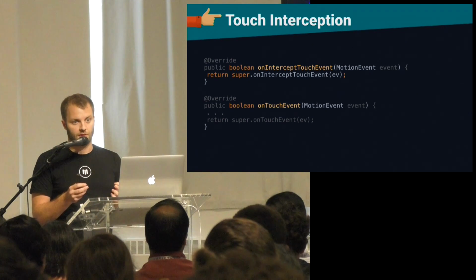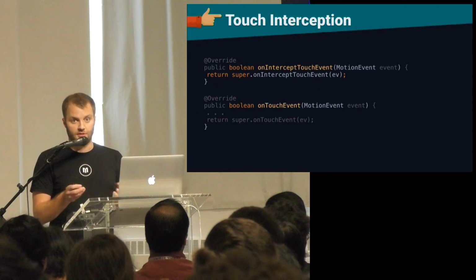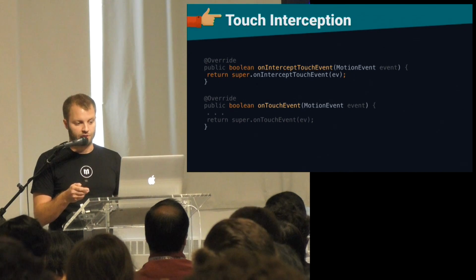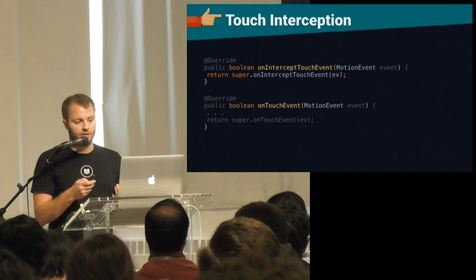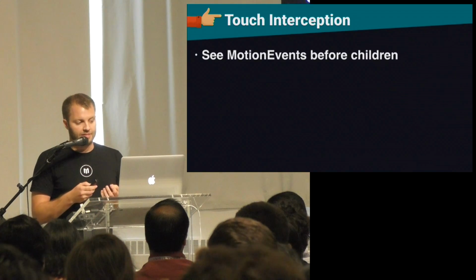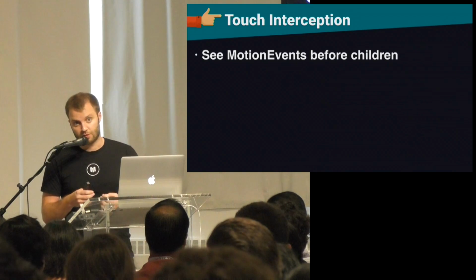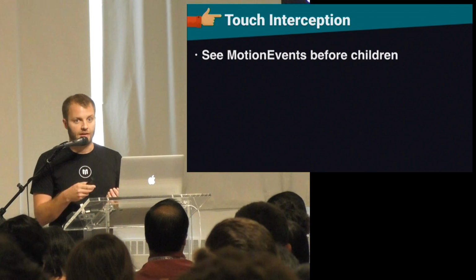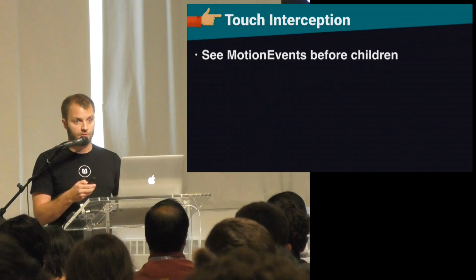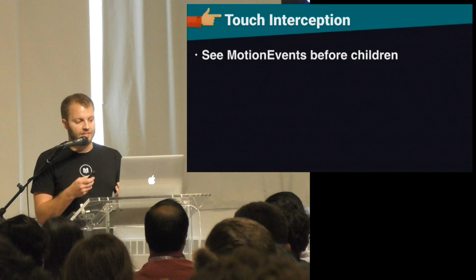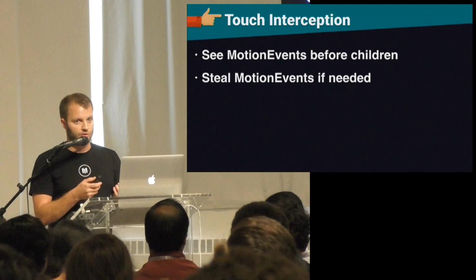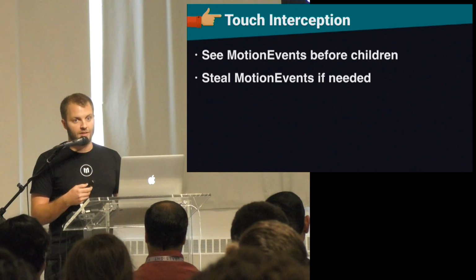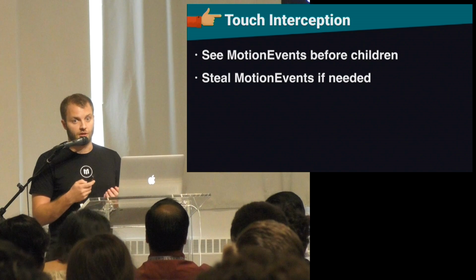Well, there's another concept that is called touch interception. You might have seen this before. It's a method called onInterceptTouchEvent. It has pretty much the same signature as onTouchEvent, but it has a very different behavior. The concept here is that when you want to intercept the touch, it's a chance that the parent view has to see all the motion events flowing through the children before they see them themselves. So the point here is that you can steal the touch focus, steal the touch target yourself if you want, and become the touch target for the remainder of the gesture.